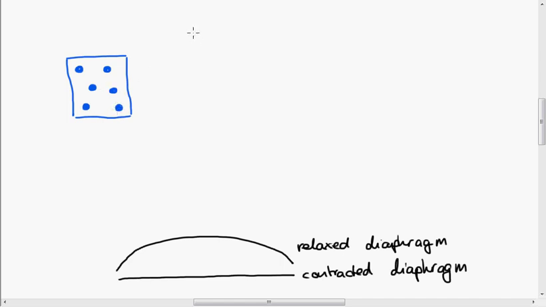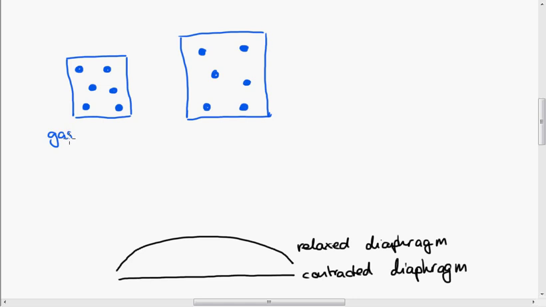Now if we enlarge that container and it's got the same amount of gas in it, the gas has more space. Okay, therefore, in this container, the gas is under high pressure. And in this container, the gas is under lower pressure.